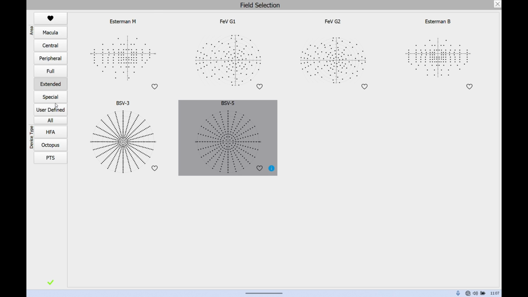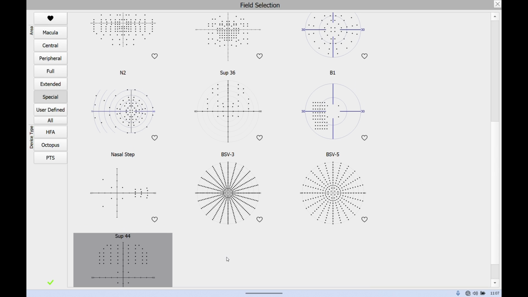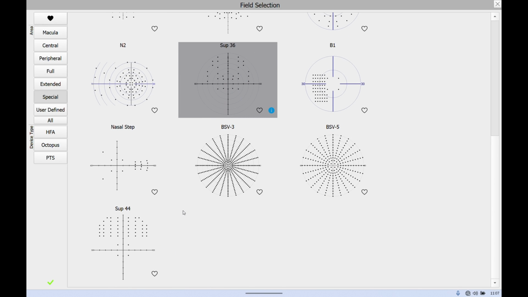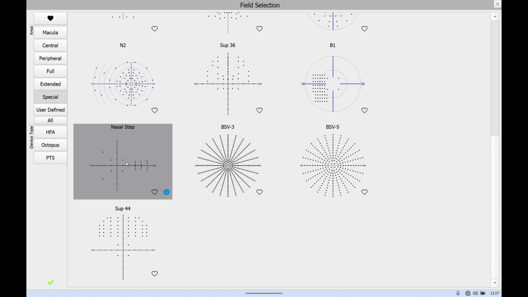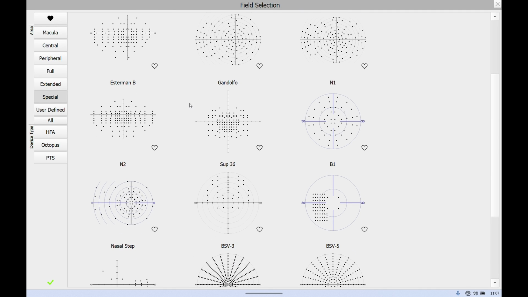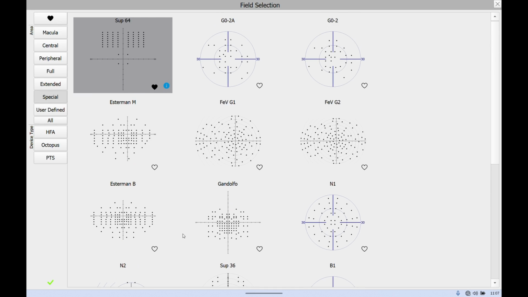We also have a special category. Here we have ptosis tests, so superior 64, 36 and 44, depending on the number of points. This is to monitor the ptosis. We also have here the binocular single vision, but also visual field to monitor the nasal step. Again, Esterman, Gandolfo, N1 and the German test as well.